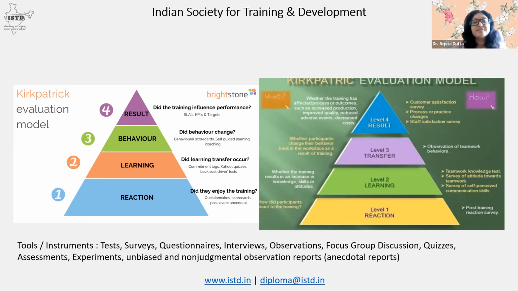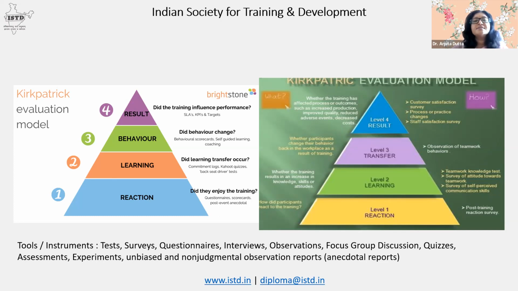You know, observation points are very powerful. Unbiased observation points need to be collected. So people who are neutral in their approach, you must take inputs from them. So non-judgmental, unbiased observation reports, assessments, observations, interviews, questions, surveys, and tests. So of course, you can see there's a change in the behavior by the inputs that you receive.